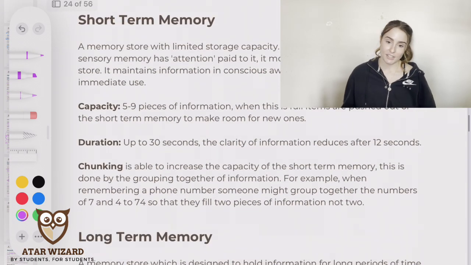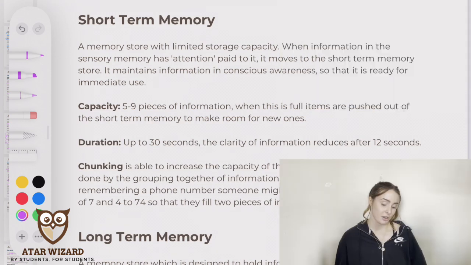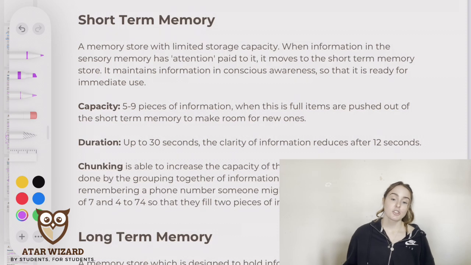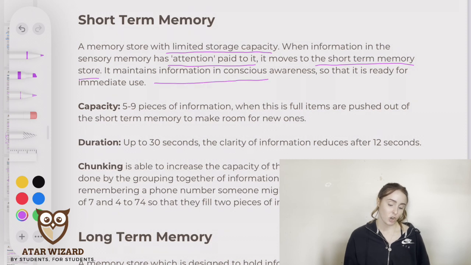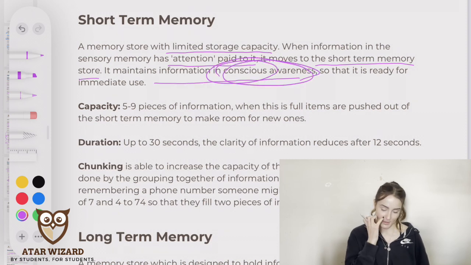So after this sensory memory, we move through to the short-term memory. So we get from the sensory to the short-term memory by paying attention to a stimulus. So the short-term memory has a limited storage capacity, and when information in the sensory memory has attention paid to it, it moves to the short-term memory store. It maintains information in conscious awareness, so what we're thinking about now, so that it's ready for immediate use.